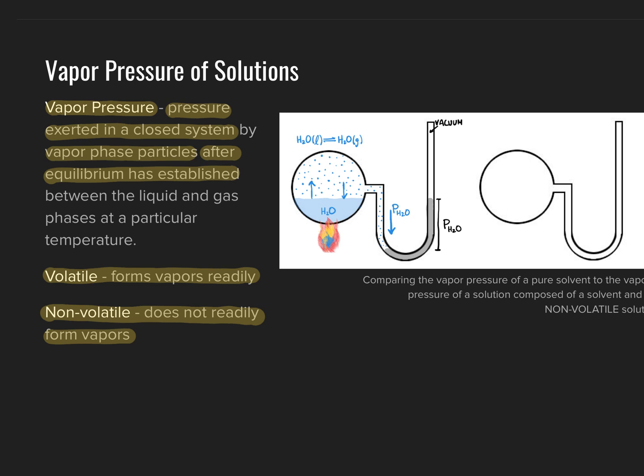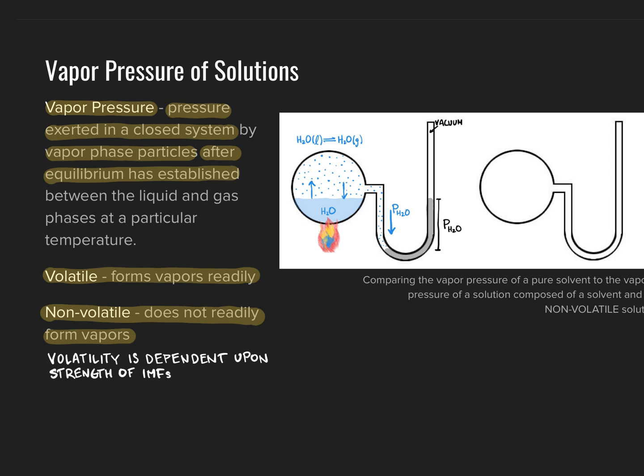Now, volatility, not surprisingly, is dependent upon the intermolecular forces of attraction between particles. The stronger the IMFs, the less volatile the substance has a tendency to be. That explains why salt, held together by very strong ionic bonds, is unlikely to evaporate into the gas phase, whereas something like acetone, which is held together by London dispersion forces and relatively weak dipole-dipole interactions, would be likely to be a more volatile substance.